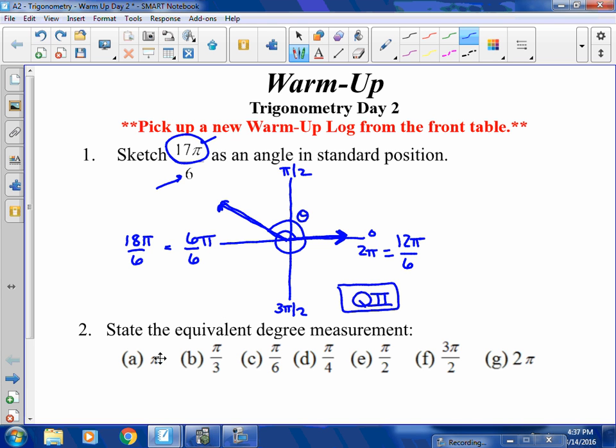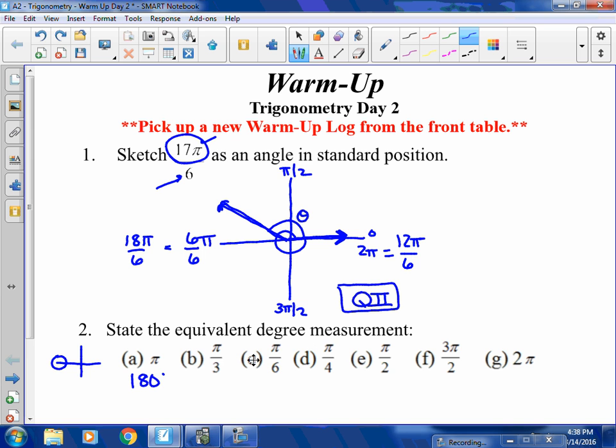All right, so down here, we didn't specifically talk about all this, but I wanted to see if you could figure it out. State the equivalent degree measurements. It's going to be really important to be able to think of degrees and radians kind of interchangeably. So pi, you should all know. Pi we know is right here, and pi is the same as 180 degrees.